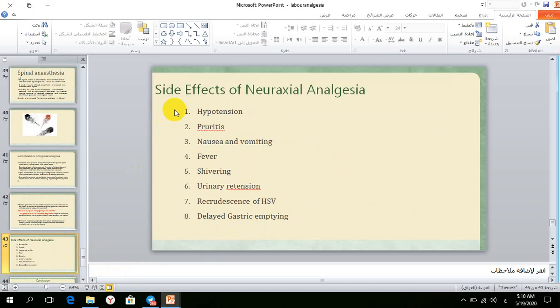Side effects of neuraxial analgesia: hypotension, pruritus, nausea and vomiting, fever, shivering, urinary retention, recurrence of herpes simplex virus, and delayed gastric emptying.